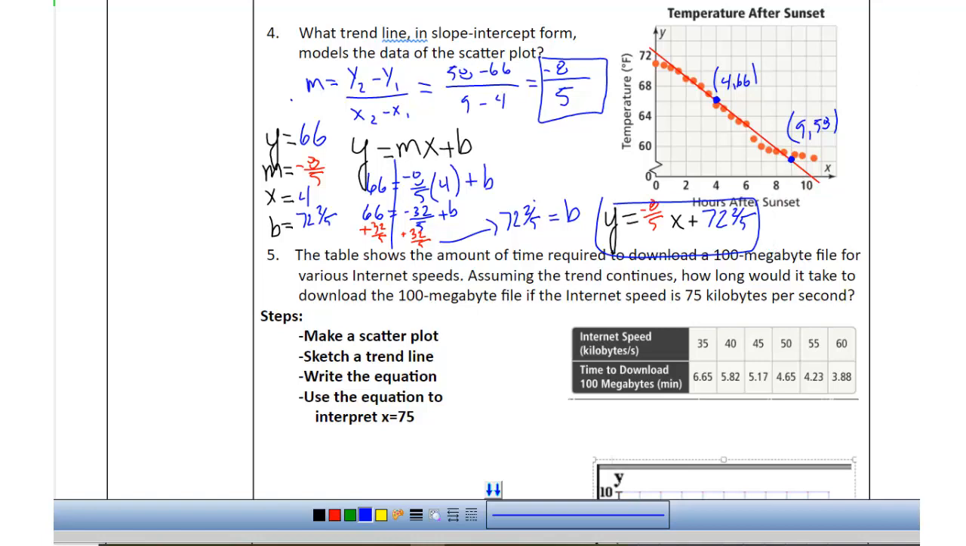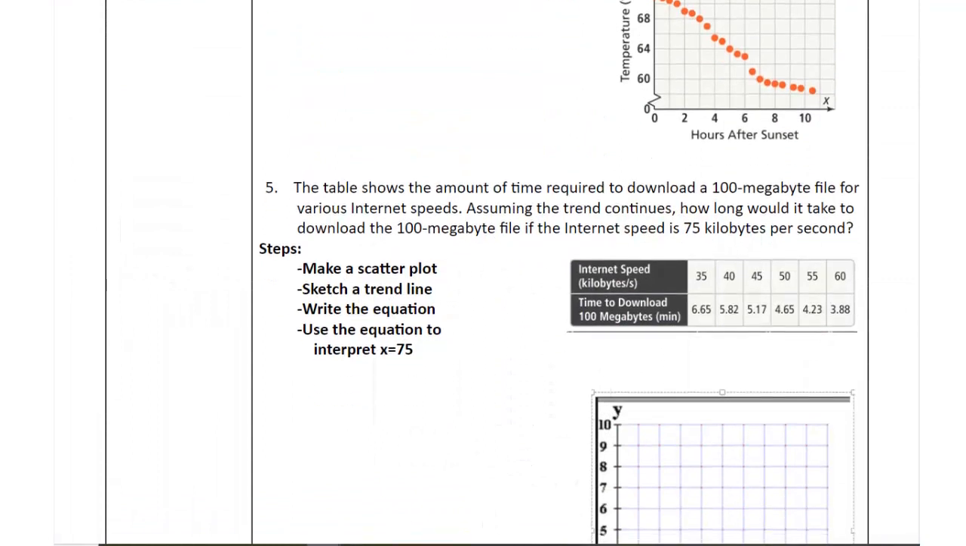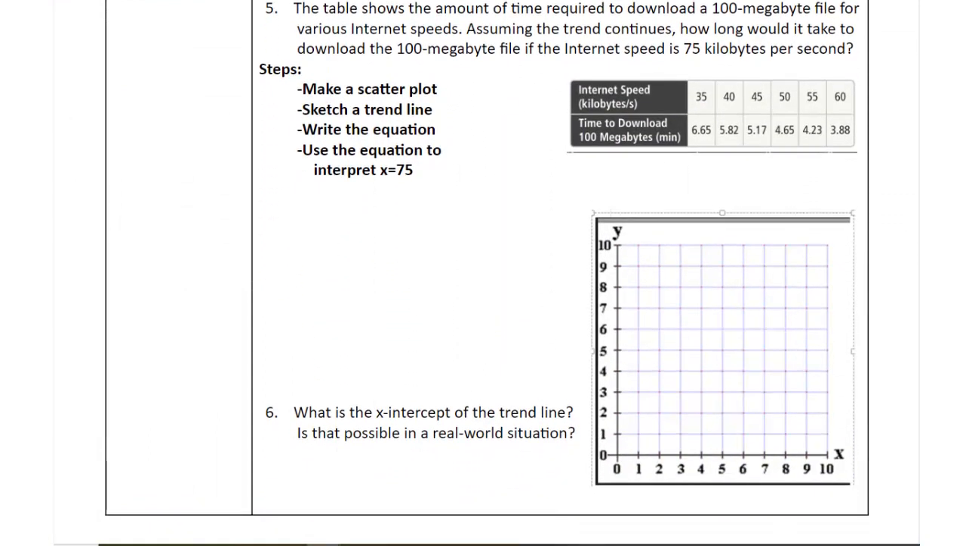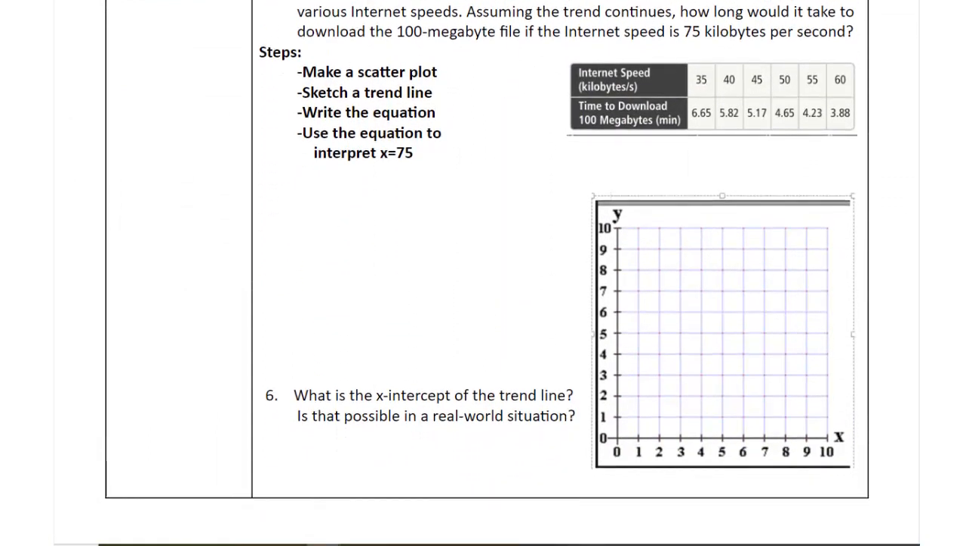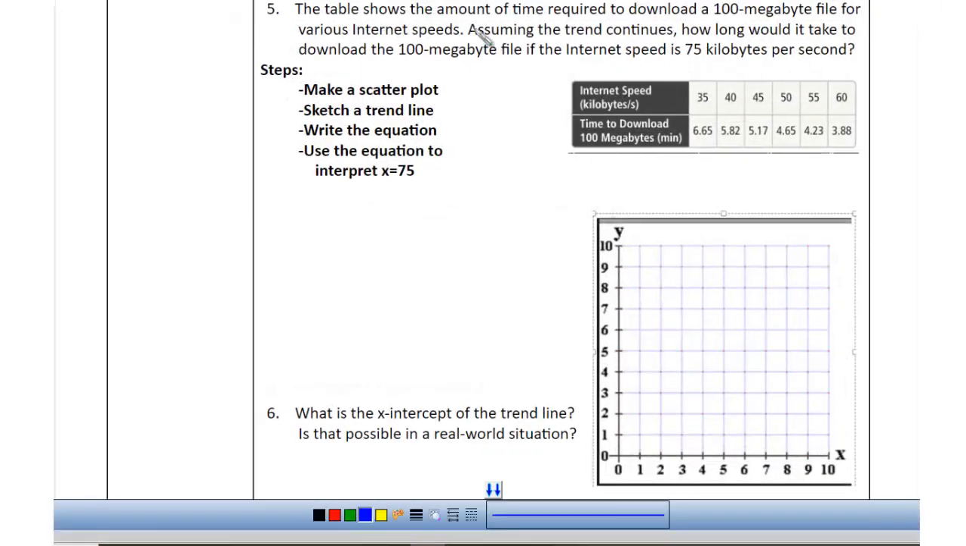Okay, let's take a look at another example here. This will be the last one, and in this one it tells me the table shows the amount of time required to download a 100 megabyte file for various internet speeds. So we're going to assume the trend line continues. How long would it take to download a 100 megabyte file if the internet speed is 75 kilobytes per second? So we're given some data. We're going to go ahead and put that onto the table here, and we'll just plot these.